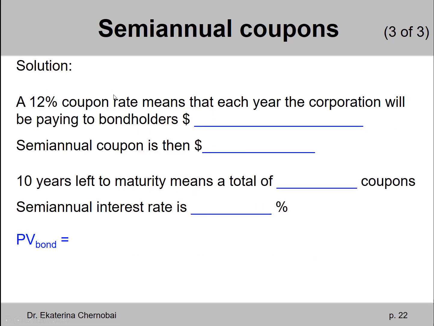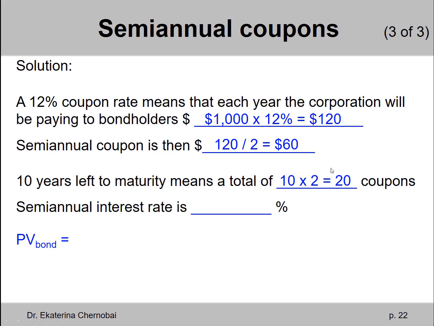We have a 12% coupon rate, so as always we can multiply it by a $1,000 face value, which will give us $120 in annual coupon. Except because our coupons are now semi-annual, we get half of that every half a year. So every half a year, whoever buys such a bond will receive a $60 coupon. We have 10 years left to maturity, which means there will be a total of 10 times 2 or 20 coupons paid between now and the maturity date.